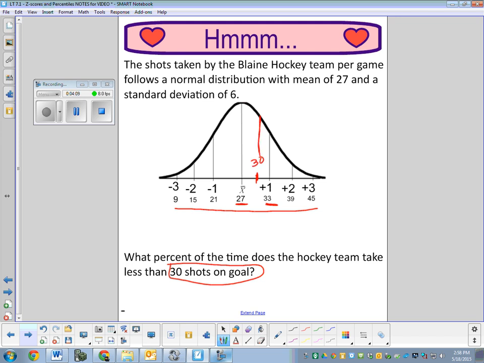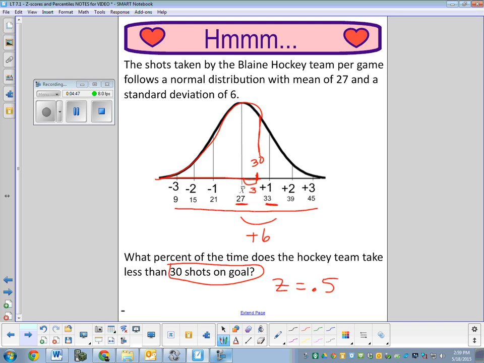So we want to know what percent is in this red portion of my curve. Well, 30 is exactly in the middle. And so yesterday we talked about how a z-score of 1 means you added 1 whole standard deviation. You added 6 to get from 27 to 33. So if we're halfway between, we added 3, my z-score should be about 0.5 or half of a standard deviation, half of that 6. Now, it's easy to see on this slide, but it's not always going to be quite that easy to figure out the z-score.